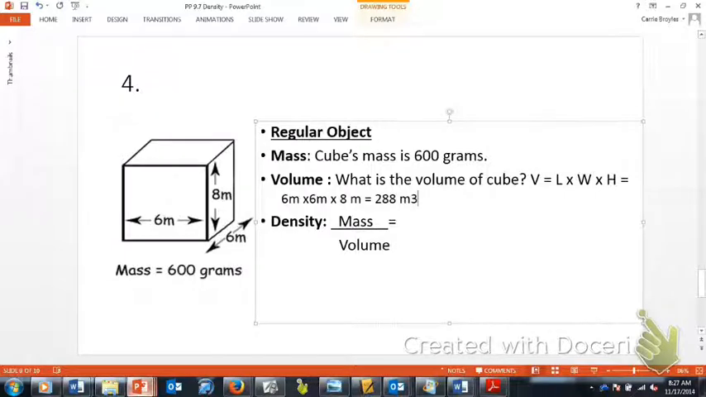Okay, so now what we have is the actual numbers that we need to place into our formula. Remember the broken heart, so mass divided by volume. We start with mass. We go with the 600 grams that we talked about and I had already given you. We divide 288 meters cubed into that because that's the number that we just got for the volume. And what we find out, with my trusty calculator once again, is that the density of this cube is about 2.083, don't forget your units, grams per meters cubed.